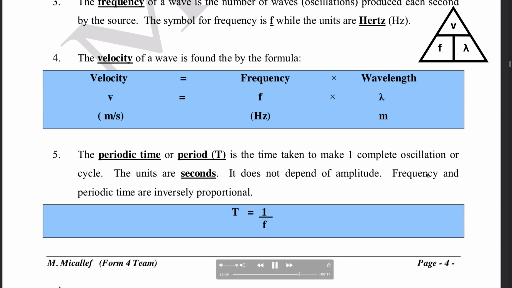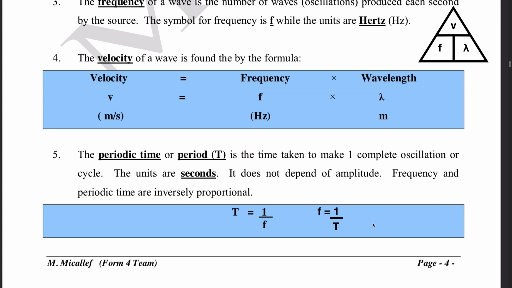Now, frequency and periodic time are inversely proportional in the sense that the period would be equal to 1 divided by the frequency. And also, the frequency is equal to 1 divided by the period. So if I am given one of these, I can very easily find the other by simply dividing 1 by the value that I have.